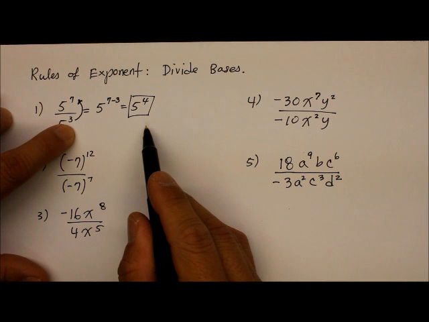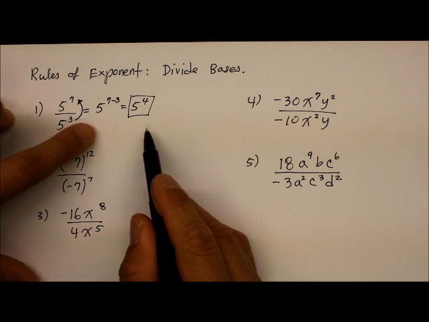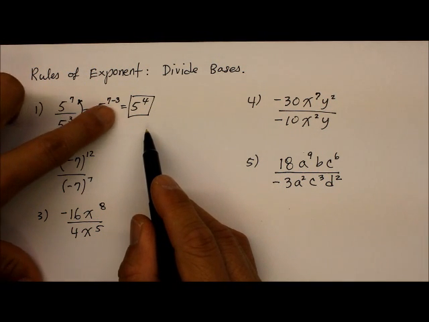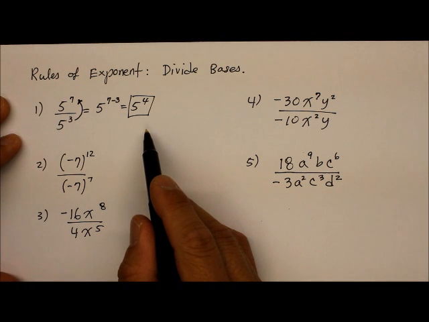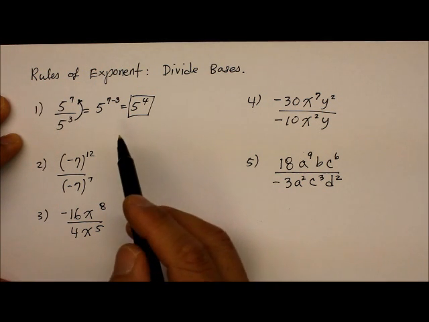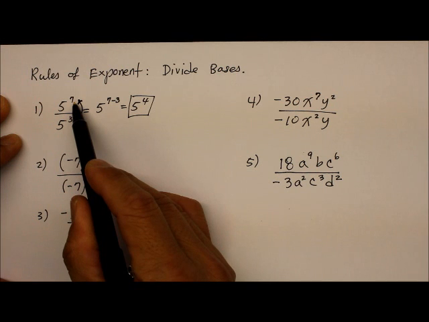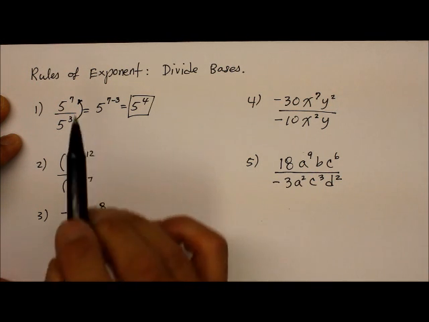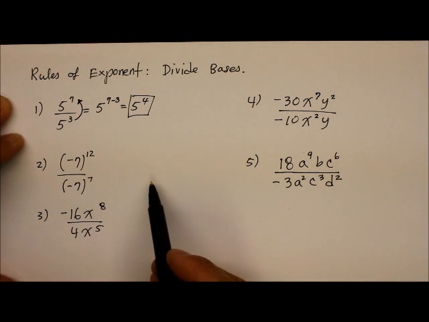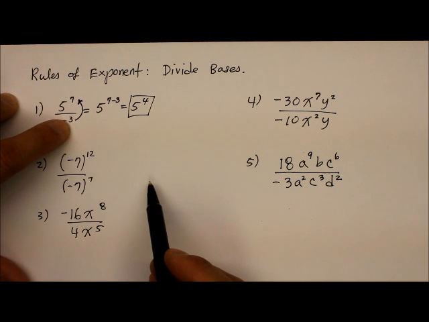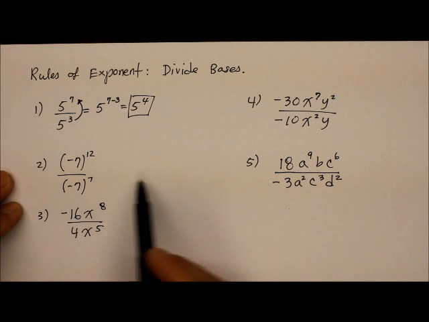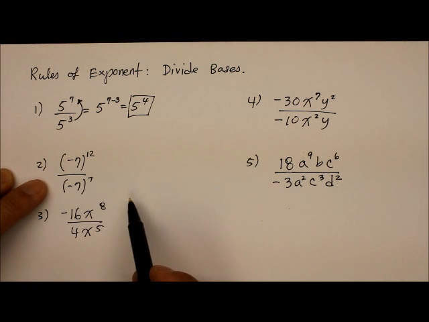Take the smaller exponent of the same base, go to the bigger one, and you subtract. Now, there will be cases later on when you have the smaller exponent on top and you have to go down instead. But right now, for this course, all you have to worry about is taking the smaller one from the bottom and go to the bigger one on top and subtract. So look at number 2 and see if you can make sense out of that one.